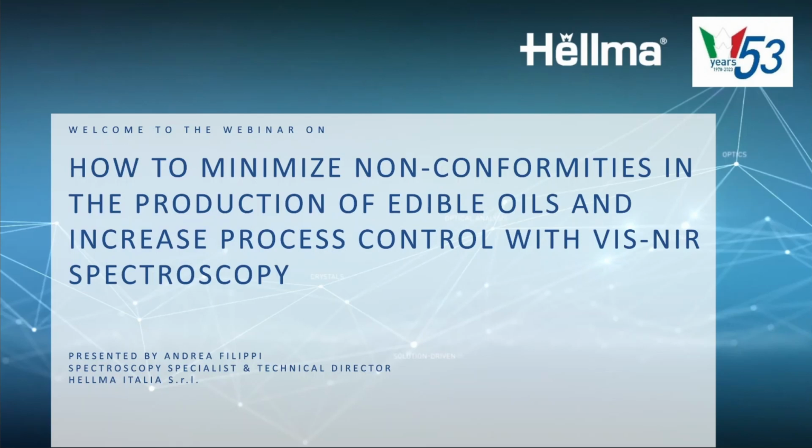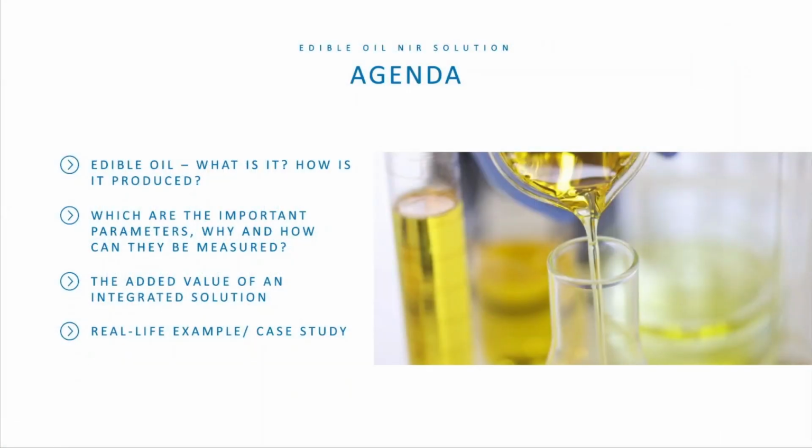The title at this point may end with a question mark. How to minimize non-conformities in the production of edible oils and increase process control with VIS-NIR spectroscopy. We'll start with a quick introduction about edible oils. What are they and which are the wet chemistry parameters of interest? Why should I consider an integrated solution as an added value? And we'll explain it with a real-life example.